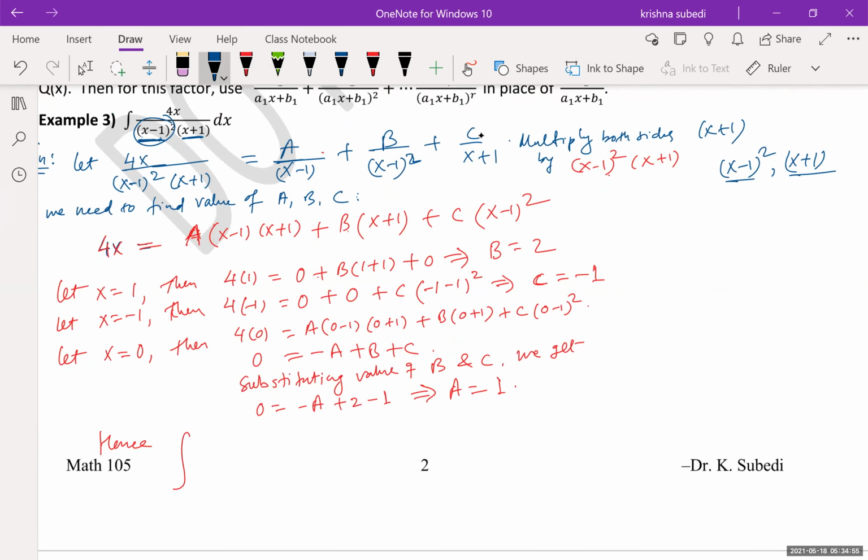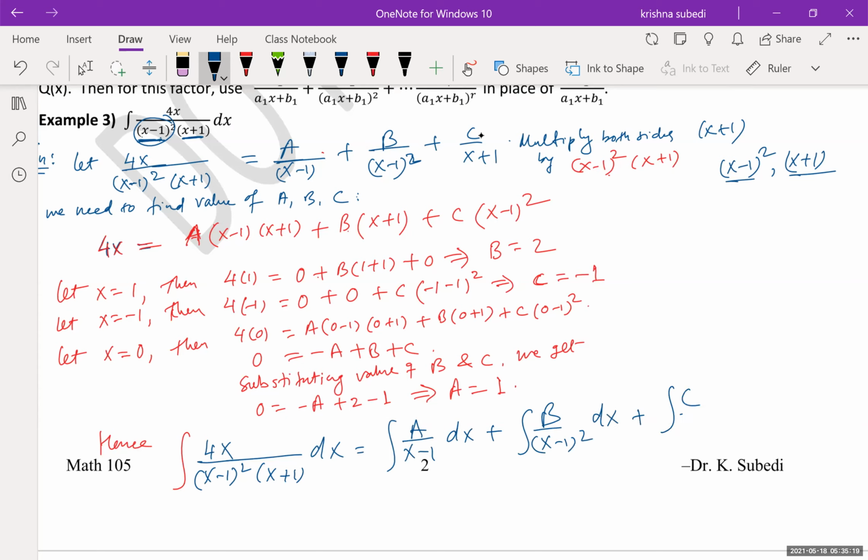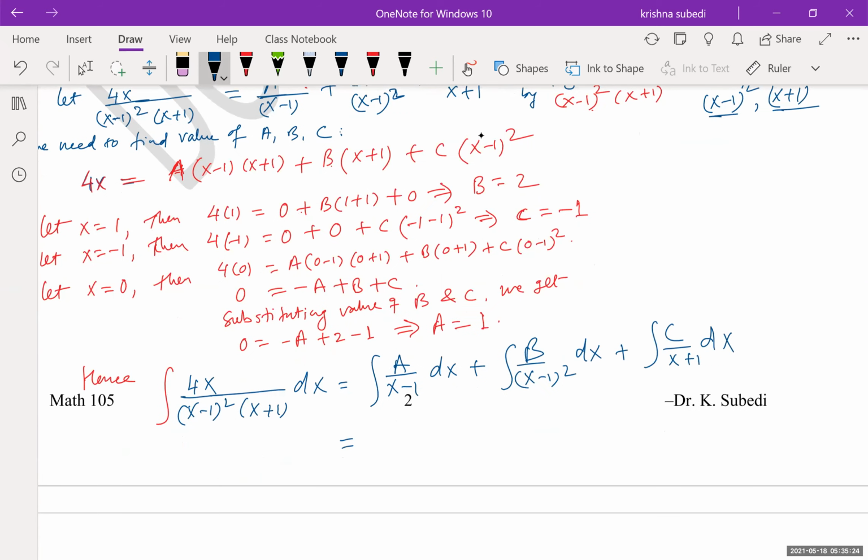So the integral of 4x divided by x minus 1 square and x plus 1 dx can be written as the integration of a over x minus 1 dx plus b over x minus 1 square dx plus c over x plus 1 dx, and we already know the values of a, b, c. So a is 1 over x minus 1 dx. Okay, I'll leave it to you guys. So complete it by yourself, okay?